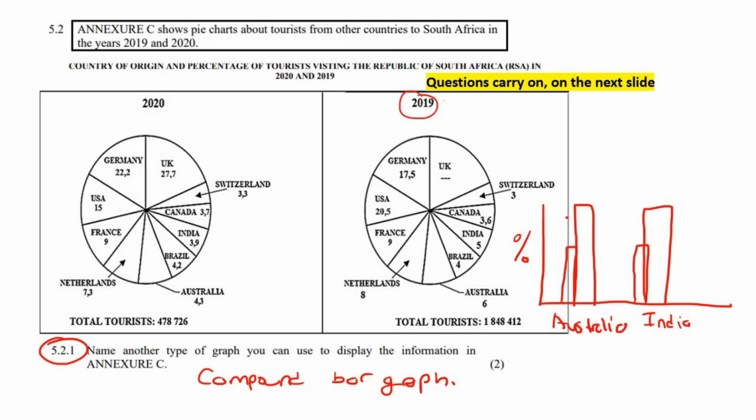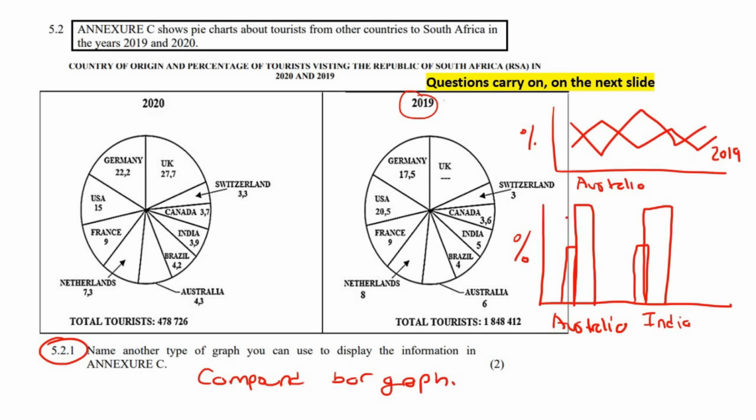Okay, you could also use a line graph. So for example, you would have Australia, and then you would have your percentages, and then you would just go like that, and that would be your 2019 line, and then you could have another one which would be your 2020 line. So you could also use a line graph.